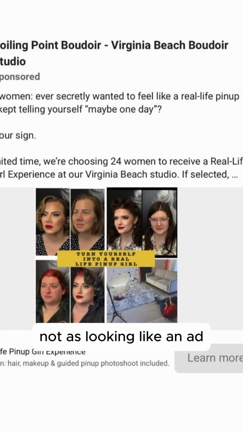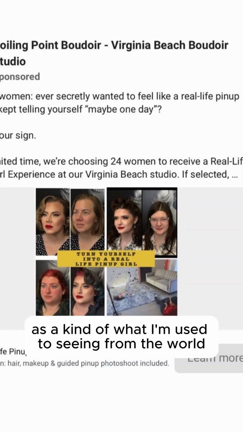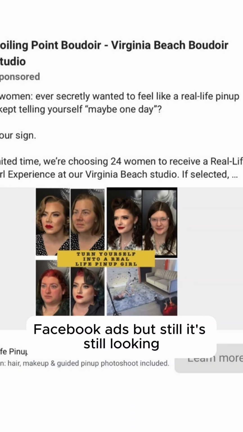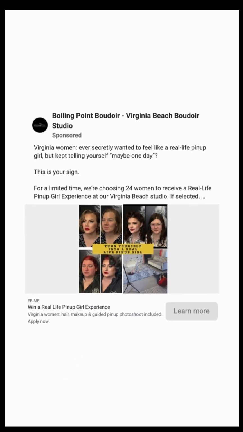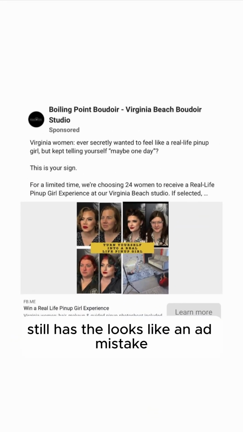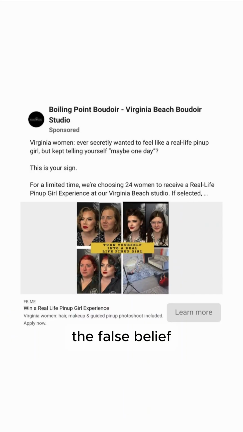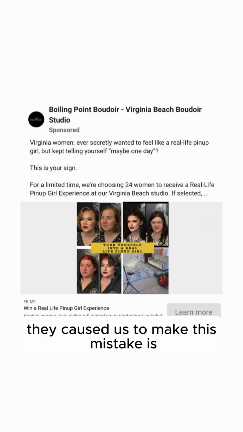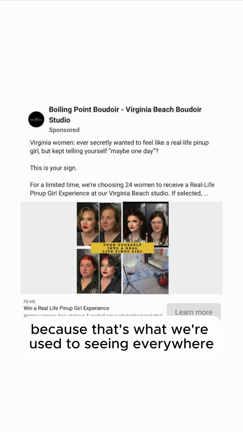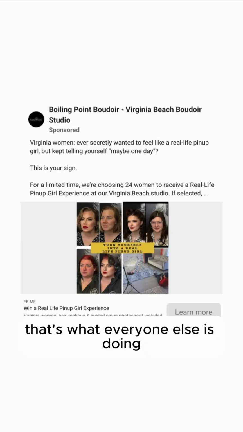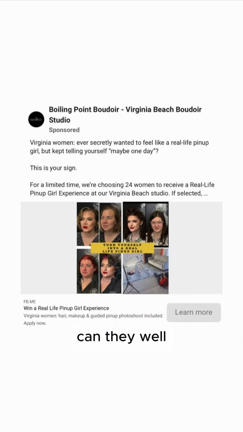Not as looking like an ad as what I'm used to seeing from boudoir Facebook ads, but still, it still looks like an ad. Mistake: the false belief that causes us to make this mistake is we believe our boudoir Facebook ads should look like ads because that's what we're used to seeing everywhere. That's what everyone else is doing. And everyone else cannot be wrong, can they?